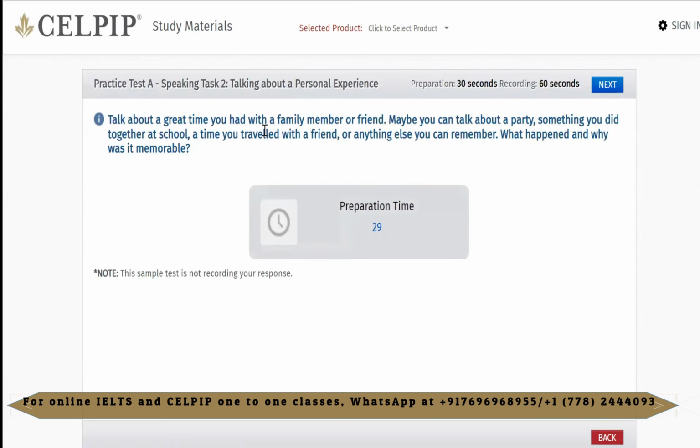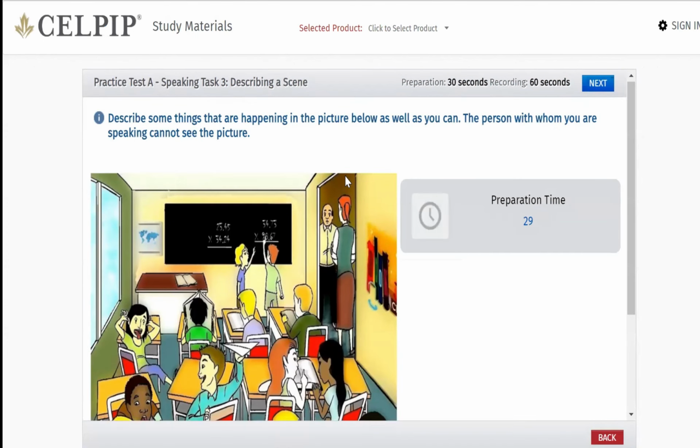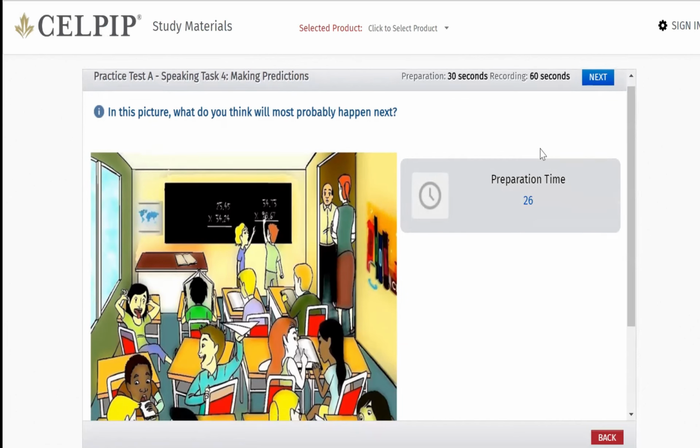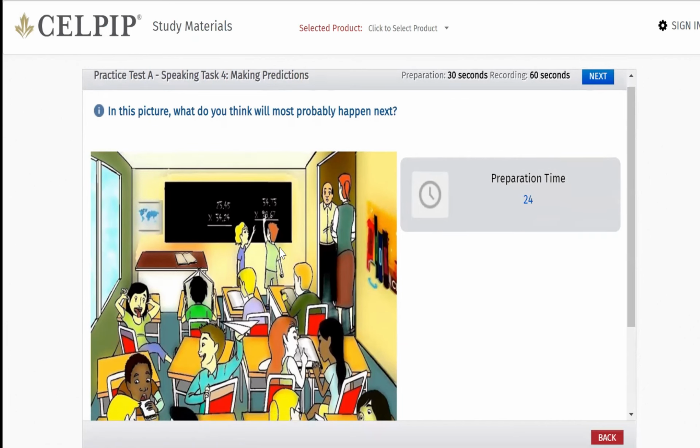This is the second task example. The second task will be like this. This is the example of the third task, describing the scene. Now in the fourth part, you get the same image and you are supposed to make predictions.